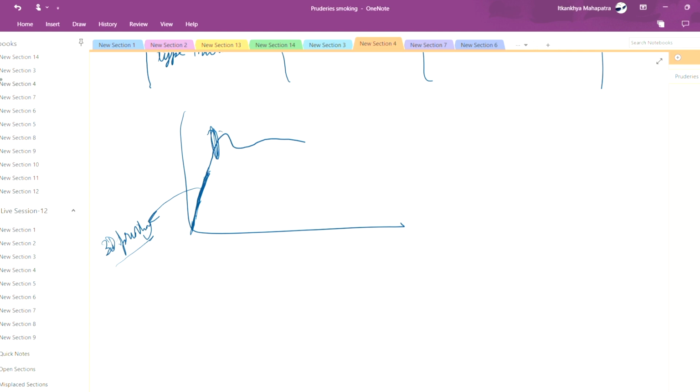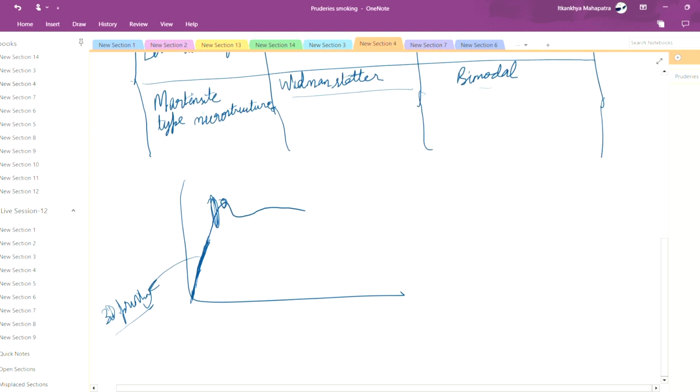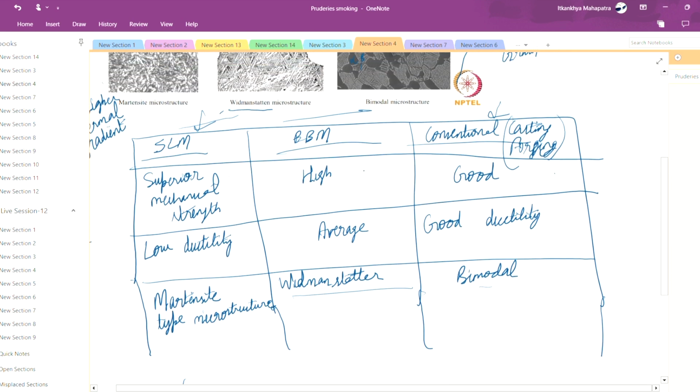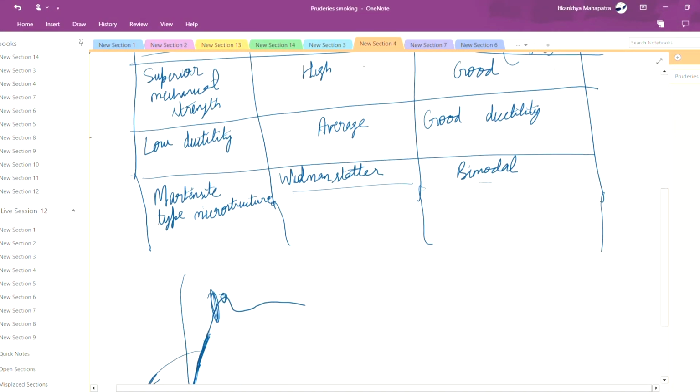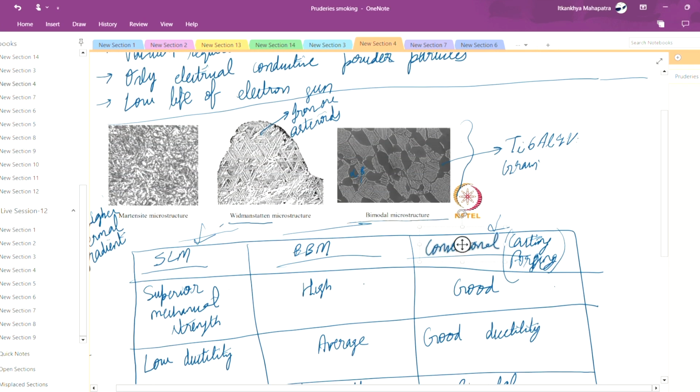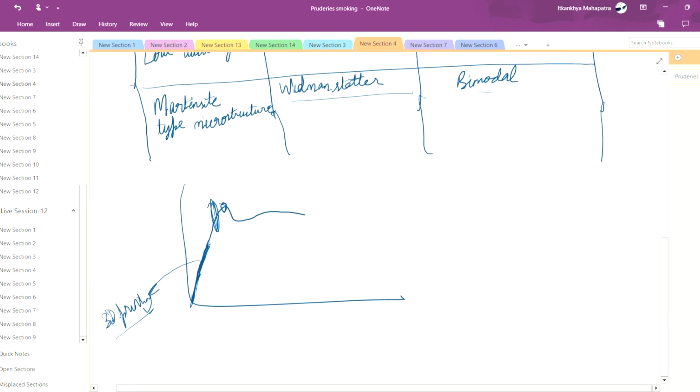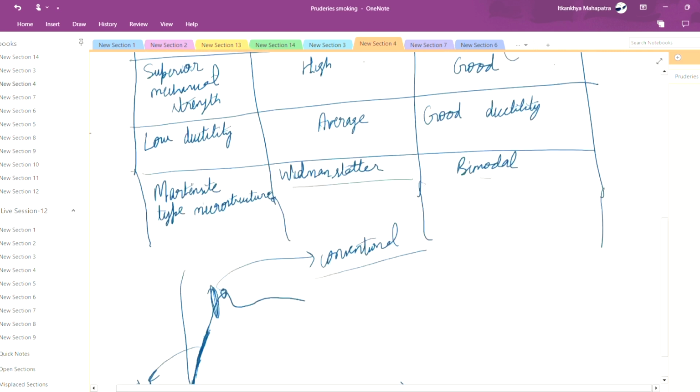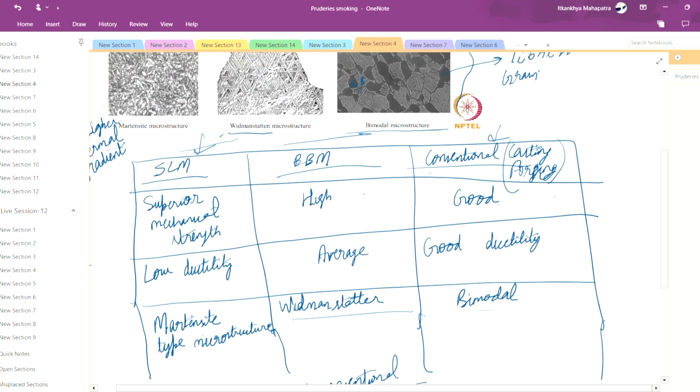Suppose this is the yield point, and if it is a fatigue type of loading, cyclic loading, then even after that your product will fail. So if the amount of deformation which you experience in a component is high, then we can use the bimodal microstructure or conventional methods. Here, in this case, we can use conventional methods. But if your component does not have much deformation, then we can use the other two processes.